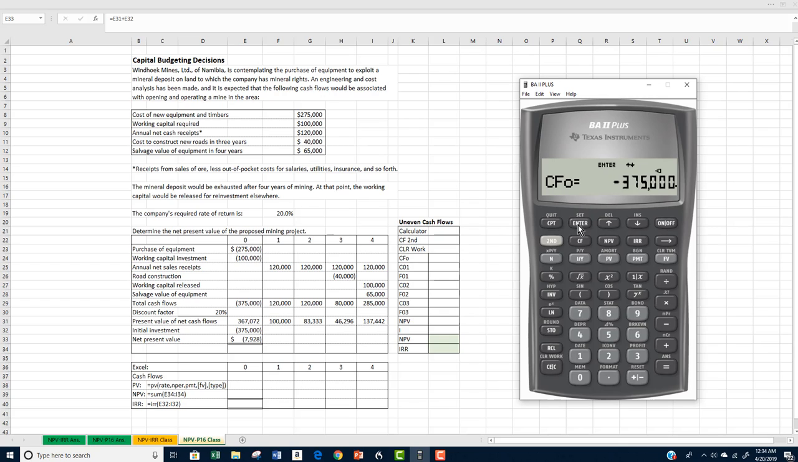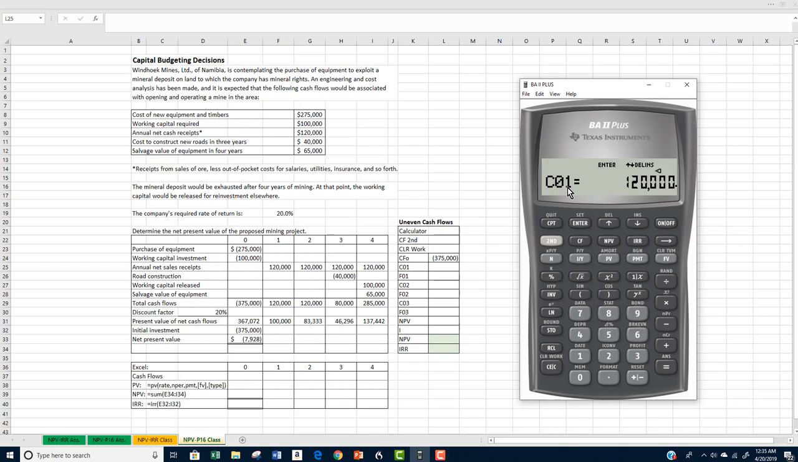When entering amounts in the CFO for an NPV calculation, you'll enter them as a negative because they represent a cash outflow. Next, move over to the arrow down button and press it and enter 120,000 for CO1. CO1 stands for cash for period 1.